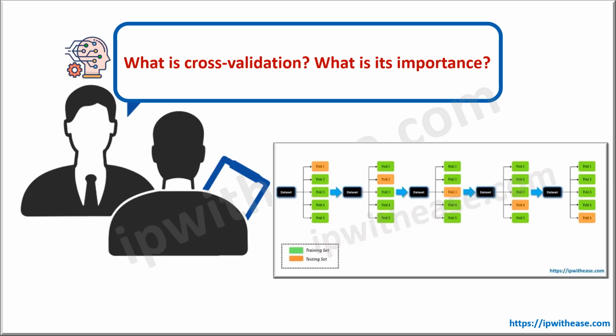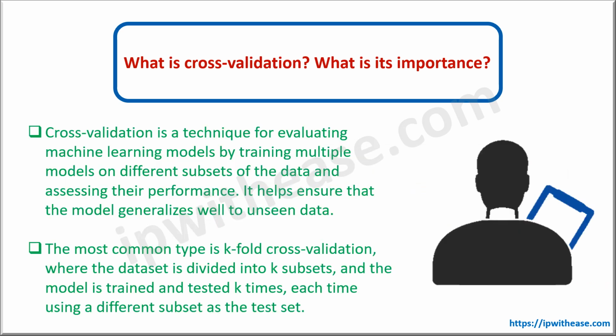Can you explain what is cross-validation and why is it important? It's a technique for evaluating machine learning models by training multiple models on different subsets of the data and assessing their performance. It helps ensure that the model generalizes well to unseen data. The most common type is k-fold cross-validation, where the data set is divided into k subsets and the model is trained and tested k times, each time using a different subset as the test set.